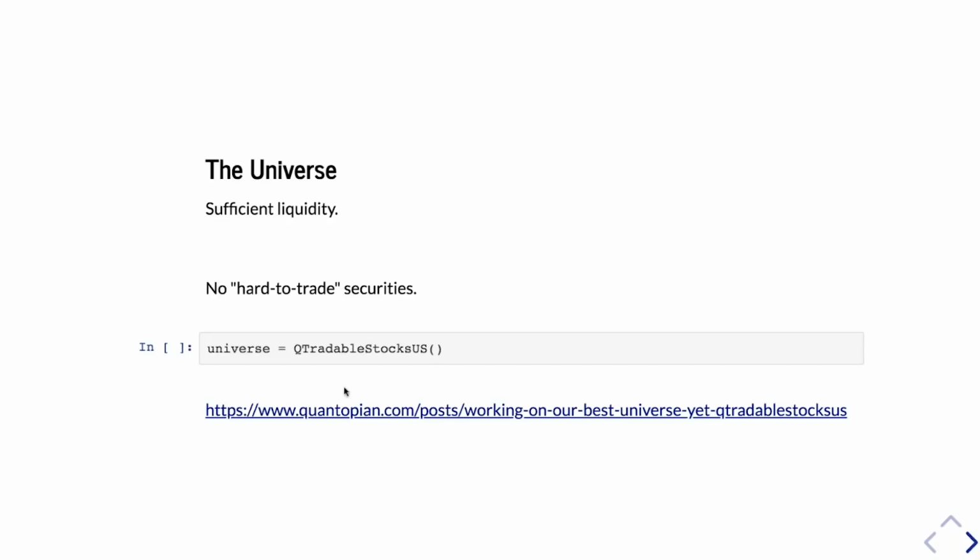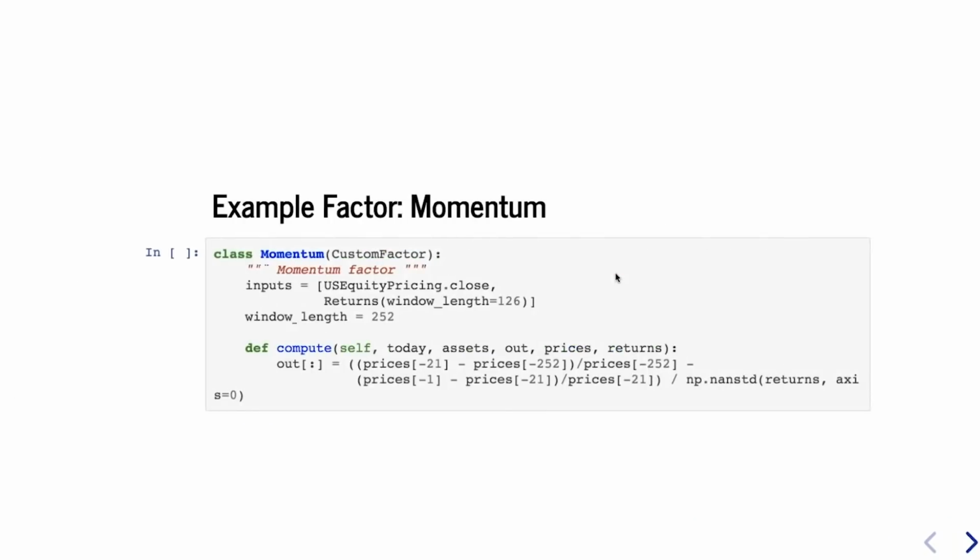If you're working on the Quantopian platform, we have this QTradableStocksUS, which is this sufficiently liquid universe that we generally use in all of our algorithms and generally have our community use. And this includes filtering out these penny stocks, filtering out a lot of this hard to trade stuff, and you can just import it and use it in our backtester or in our research environment pretty easily.